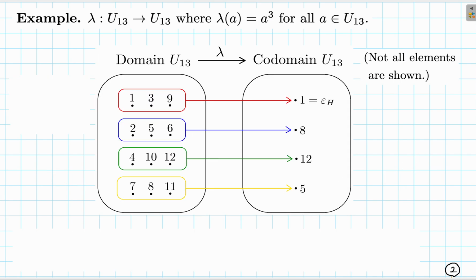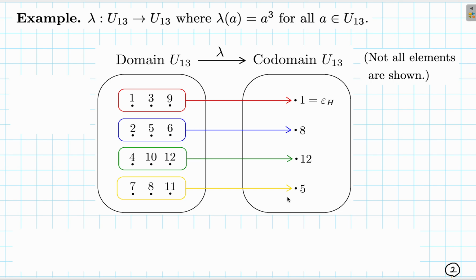In today's classwork, we studied the function lambda from U13 to U13, where lambda of a is equal to a cubed for all inputs a. And here's a visual representation of that lambda, which happens to be a homomorphism. Now, in this picture, we've arranged the elements in the domain U13 according to the elements in the codomain to which they map. So 1, 3, 9, those are bunched together because those 3 elements all map to 1 in the codomain. Likewise for 2, 5, 6, they all map to 8. 4, 10, 12 map to the same element, namely 12. And 7, 8, 11 all map to 5.